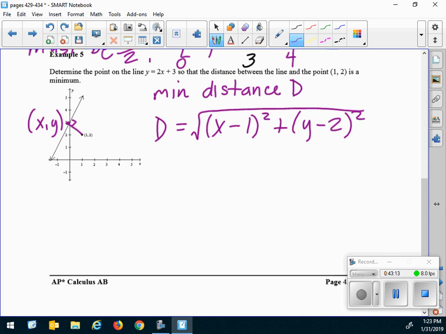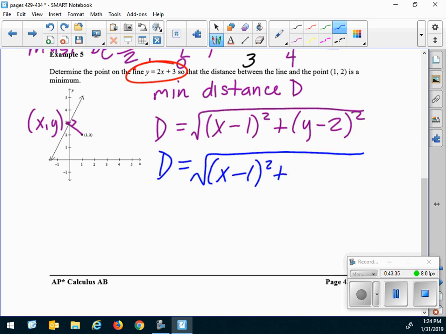Do I need a secondary equation? I have 2 variables. I have to have a secondary equation. There it is. Wherever I see a y, I'm going to substitute 2x plus 3. 2x plus 3 minus 2 is 2x plus 1.